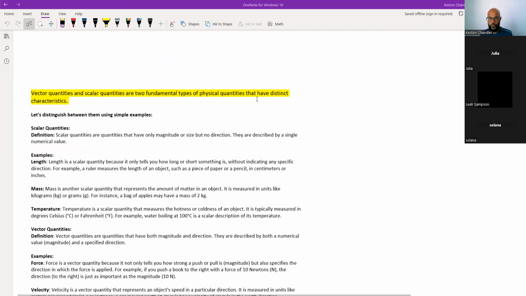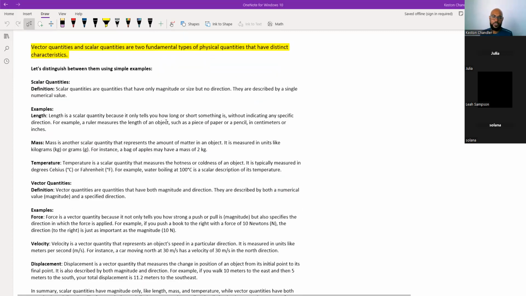So we went on to distinguish between them, and some examples of scalar quantities included things like length. That's a scalar quantity, because if I ask you, what's the length of this pen, the length of the pen really just gives you the magnitude, meaning the size.